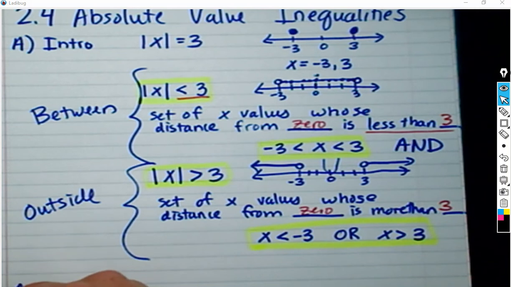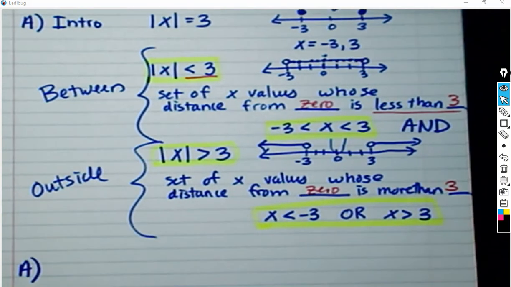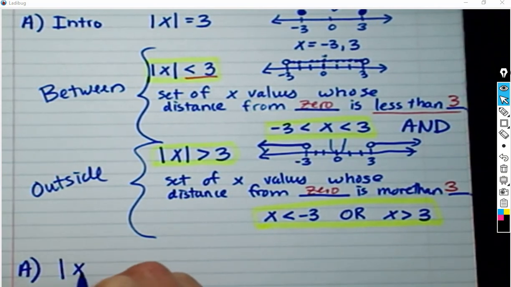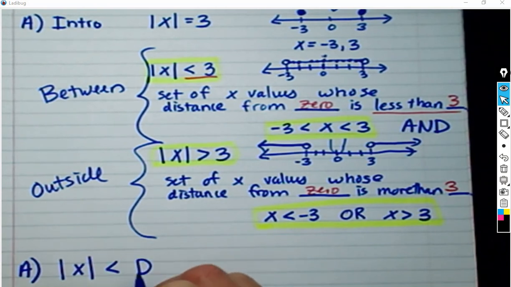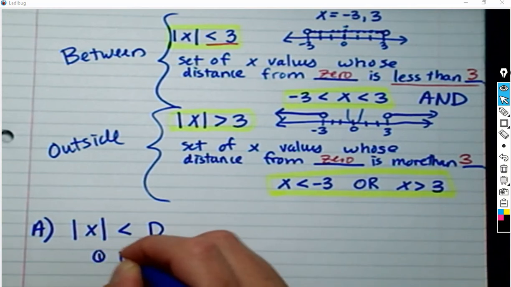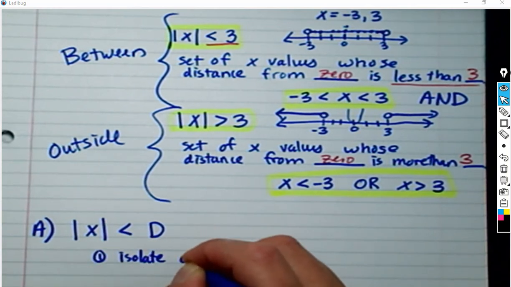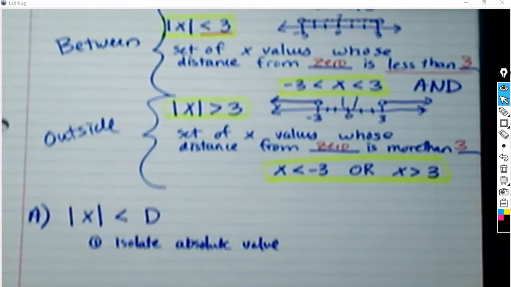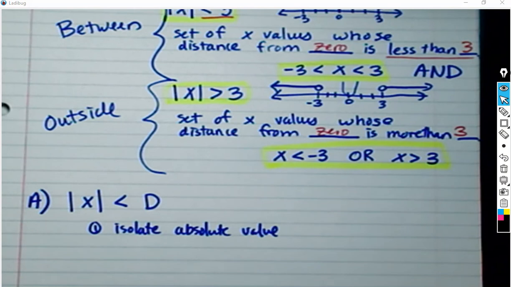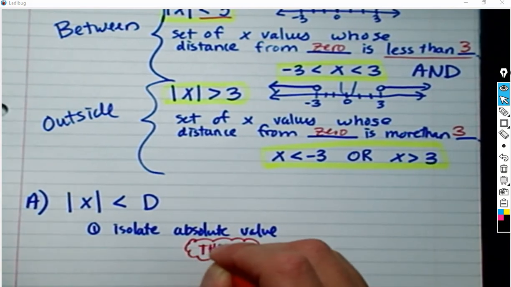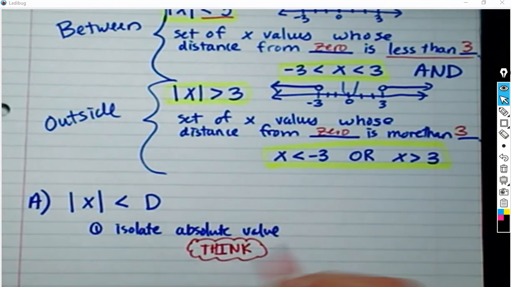All right, so now we're going to start our first example, and the A is going to be the betweens. We're going to set up some betweens and solve them. So absolute value is less than distance. The first thing we do is isolate the absolute value. Ready for this? Thinking bubble, right? You got to think before you continue, to make sure that we set it up correctly.